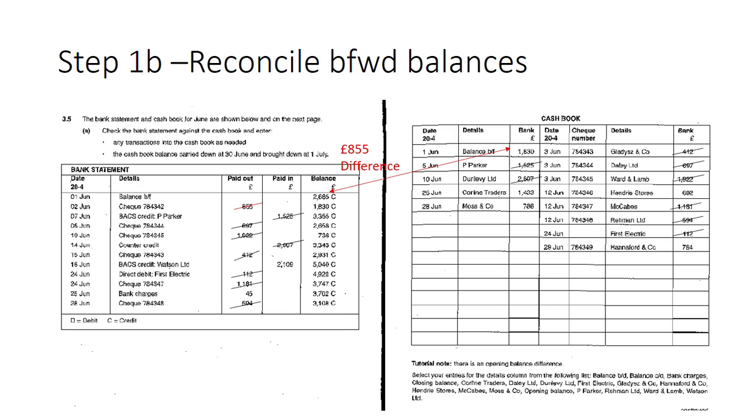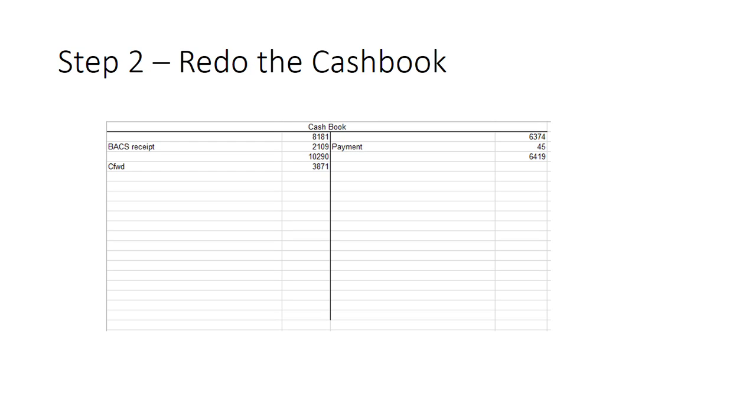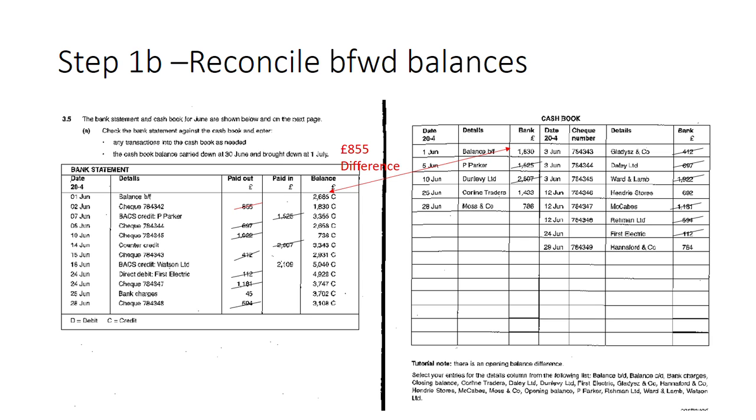1B. Next step. Right, the next step is to redo the cash book. Now, how do we redo the cash book? What do I mean by that? What is on the bank statement? So just forget about this side. Leave that alone at the moment.